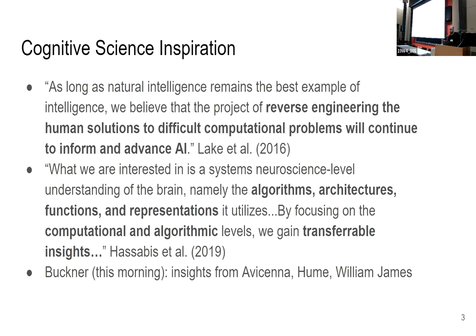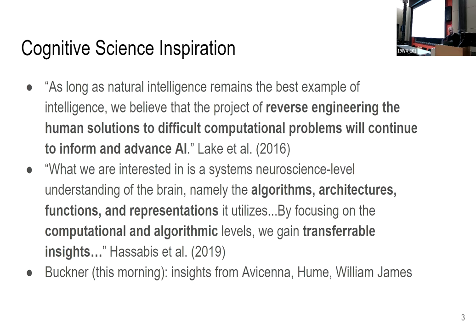And some of my favorite papers that I've ever read are by people putting forth this view. So there's the now classic Building Machines That Learn and Think Like People by Lake et al. It says, as long as natural intelligence remains the best example of intelligence, we believe that the project of reverse engineering the human solutions to difficult computational problems will continue to inform and advance AI. And then there's a paper from a DeepMind crew saying that we should study neuroscience, and that will give us algorithms, architectures, functions, and representations that we can transfer to the case of AI.